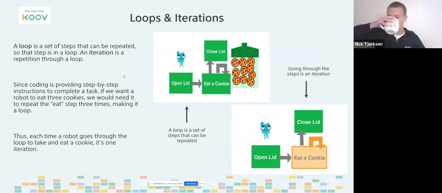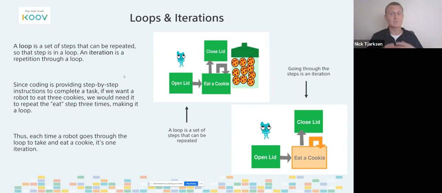Okay, let's talk loops. A loop is a set of steps that can be repeated. The specific step that's being repeated, if it's gone through once, that's an iteration through a loop.